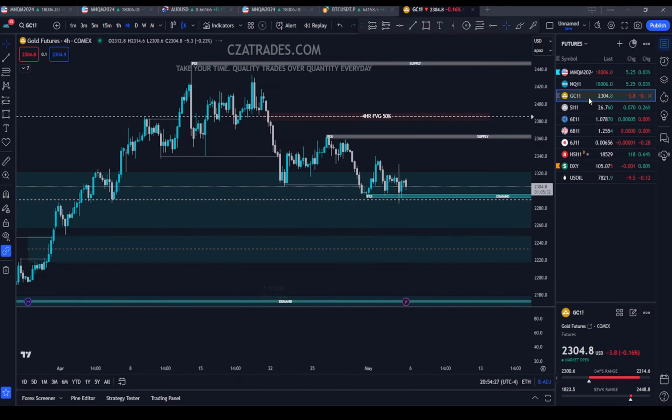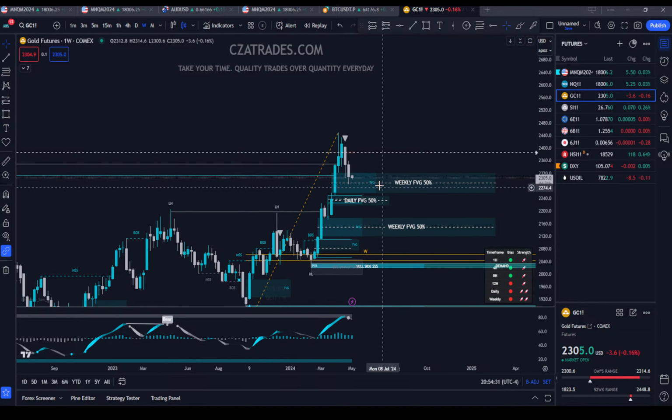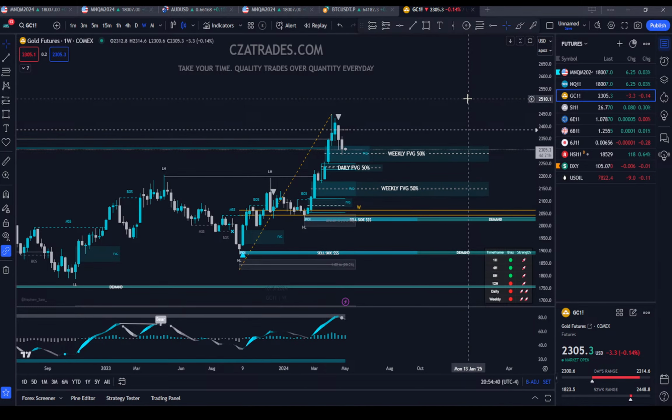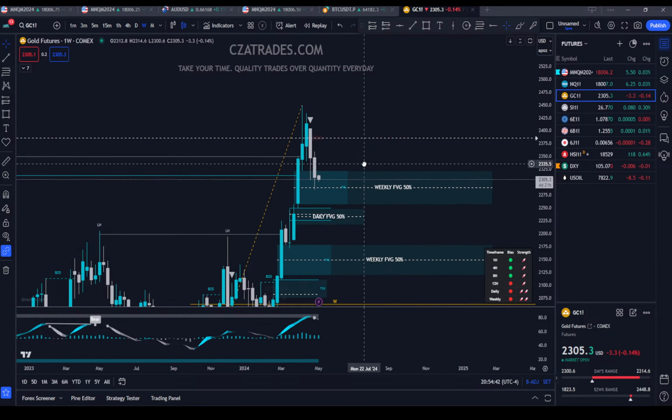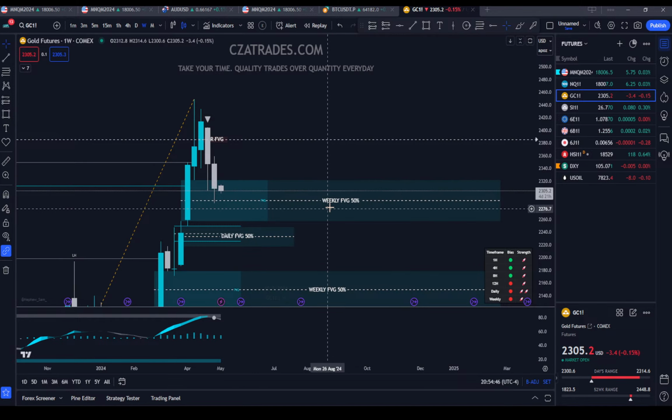Let's move on to gold. Check out how gold is looking. Honestly, with NAS, oh man, look at this. With NAS, it keeps me entertained more often than not. Weekly fair value gap. We tapped into a weekly fair value gap. If you guys set your alerts, you guys are up right now. What happened was gold tapped into this.